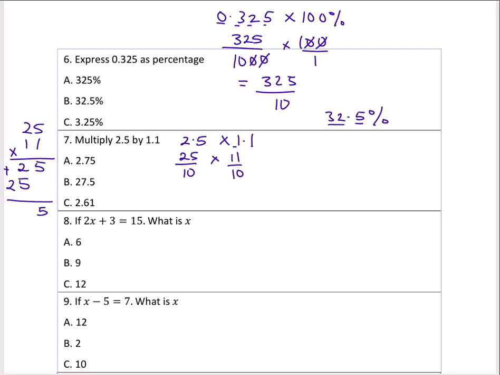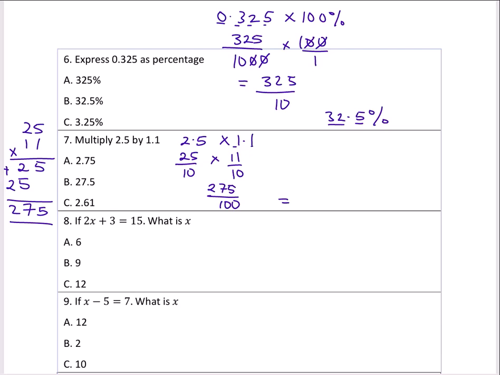5 plus nothing is 5, 2 plus 5 is 7, so this is 275. So we have 275 over 100, because 10 times 10 is 100. You can still check that out. Okay, so now we can actually convert back to decimal, and we'll have our final answers.